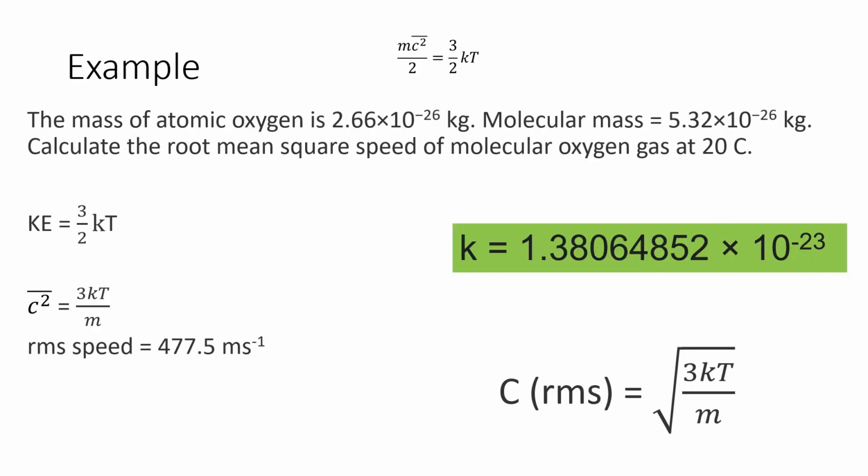So let's have a look at an example. The mass of an atomic oxygen is 2.66 times 10 to the minus 26 kilograms. So the molecular mass is 5.32 times 10 to the minus 26 kilograms, because you know that oxygen is diatomic, O2, so you multiply by 2. Calculate the root mean square speed of molecular oxygen gas at 20 degrees. So you use the equation kinetic energy is 3 over 2 kT, and rearrange, because you know that kinetic energy is half m c squared, but we're using the root mean square in this case.